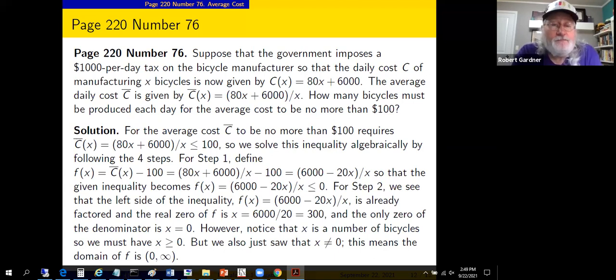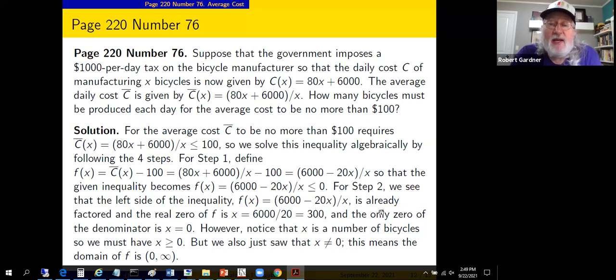Step 2, factor. It's already factored. Where is the function 0? Where the numerator is 0, that occurs at 300. If x equals 300, 20 times 300 is 6,000, so we'll get 0 in the numerator. So that's where an x-intercept is at x equals 300.